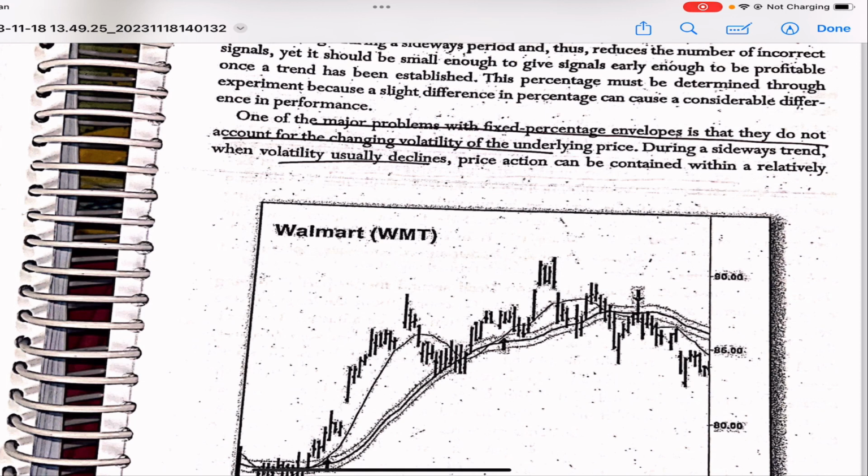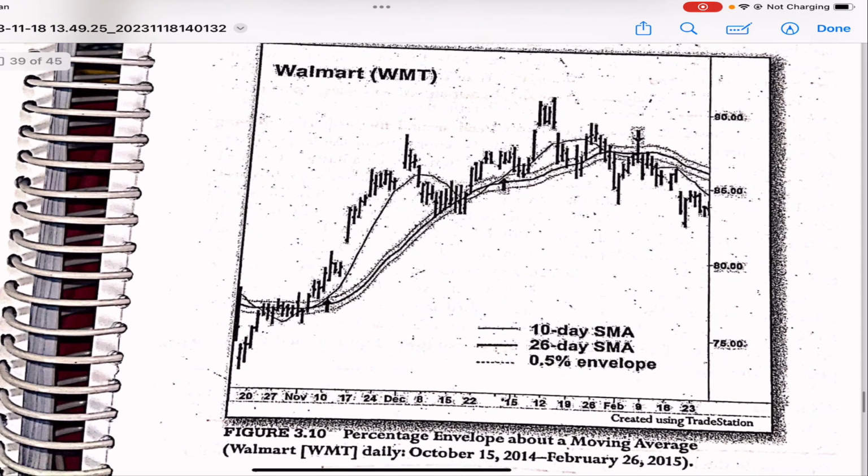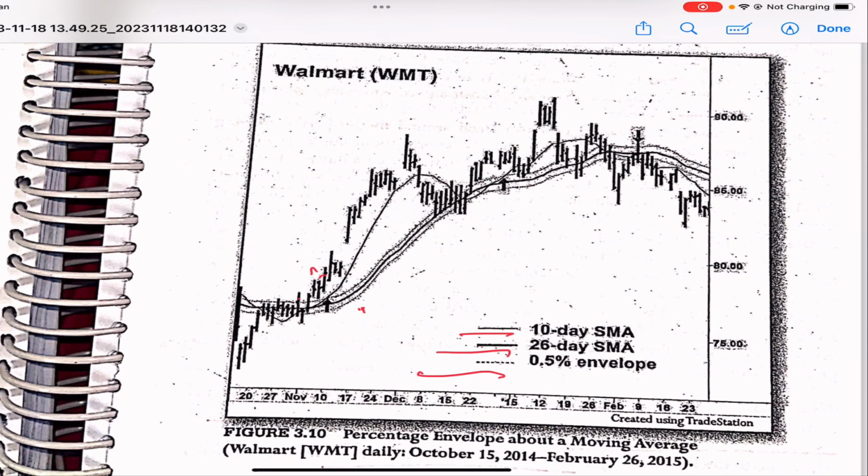So the underlying price has a lot of volatility that is not accounted for. And also, when you think about a sideways trend, the volatility is really low. So even if the volatility is high or low, it's not taken into account, which is a problem. You can see the particular chart of Walmart. They've created two bands around the moving averages: 10-day SMA, 26-day SMA, and 0.5% envelope of the moving averages.